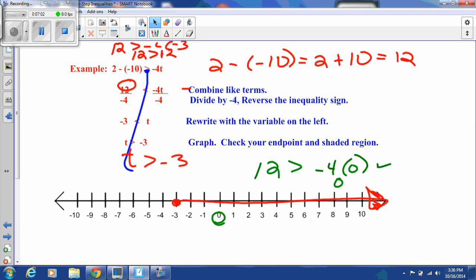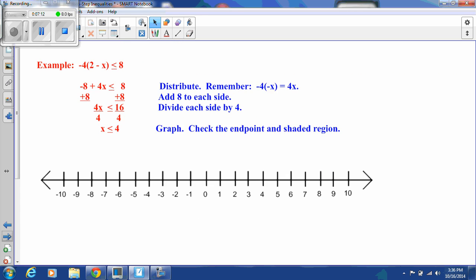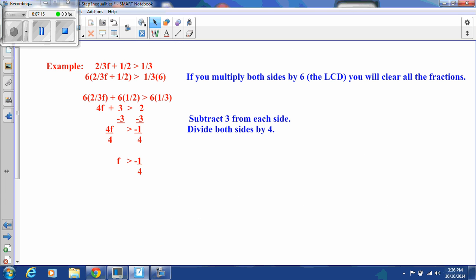The final example. Bear with me. Oh, here we go. Here we go. Final example.